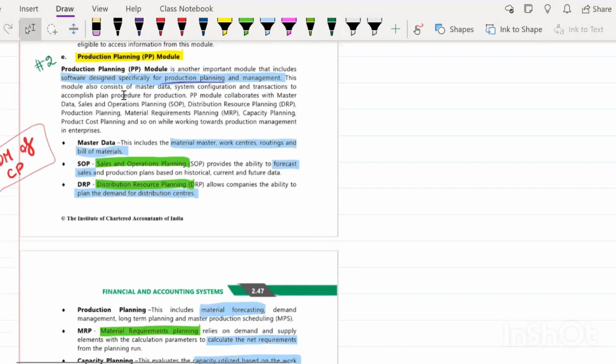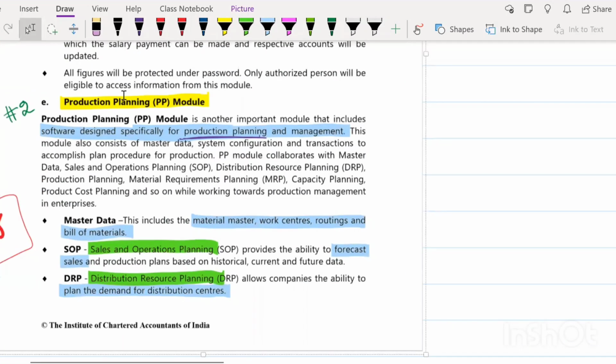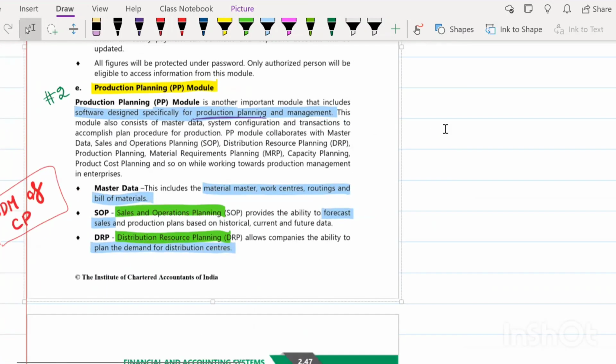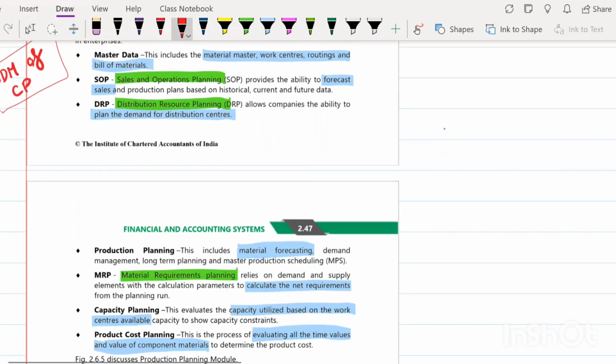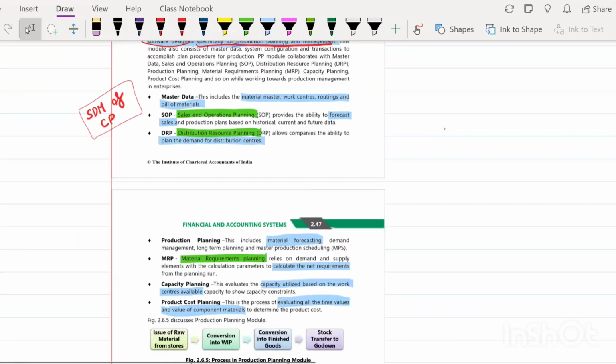Now we move on to the next module, which is the production planning module. As the name suggests, it will help you with your production. This software has been designed specifically for production planning and management, as I have told you. Okay, so here, what all will be there in this module?